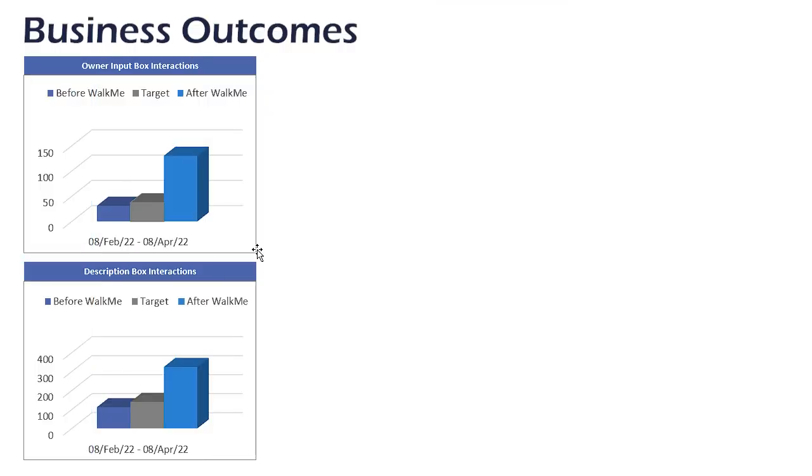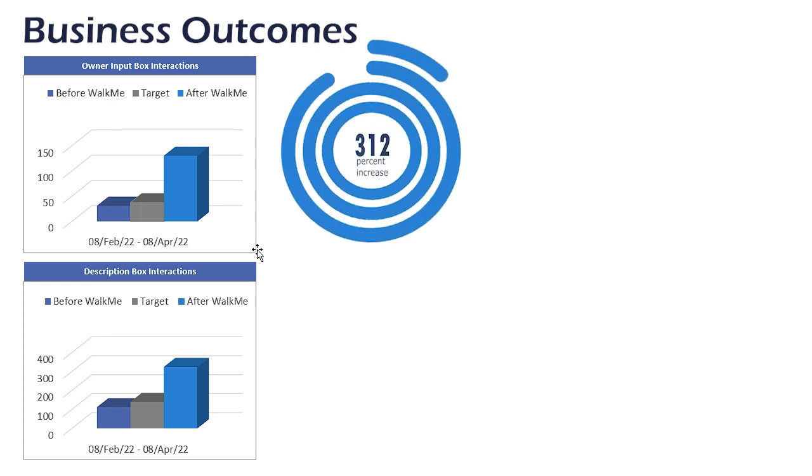Here are the business outcomes for this project. In the second example, WalkMe was used to auto-populate the owner field of a task. 2 months after the WalkMe implementation, we see a 319% increase in interactions with the field.